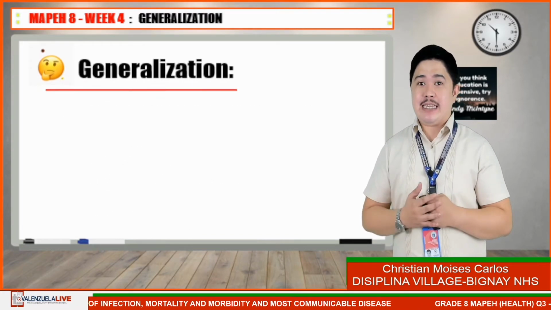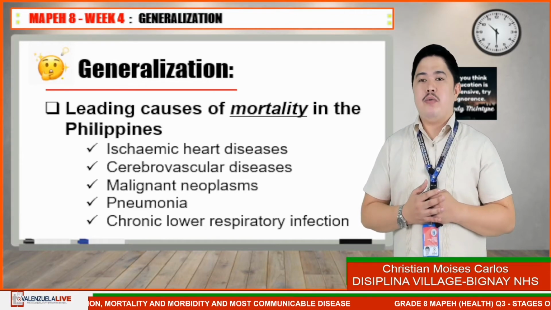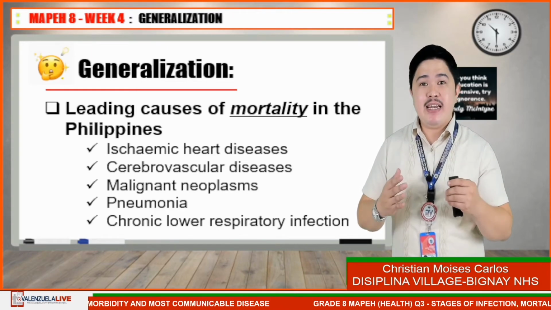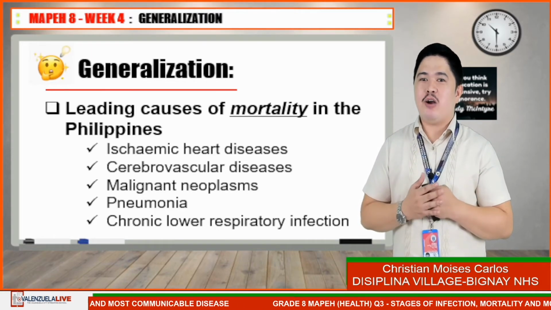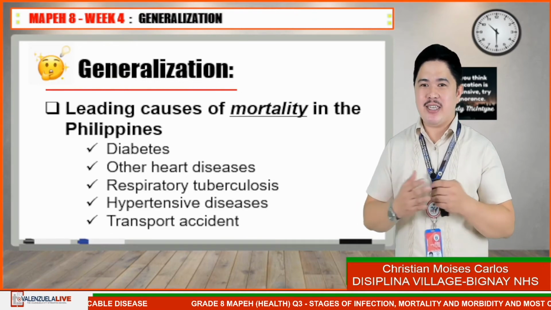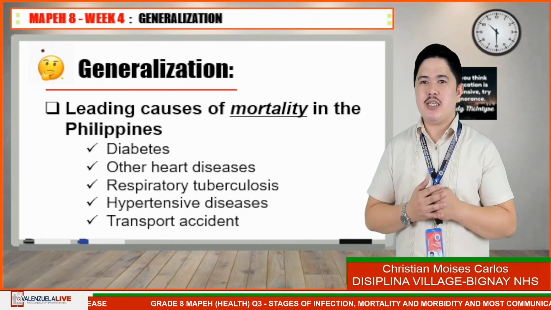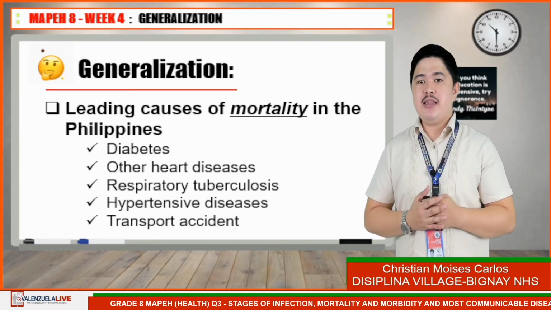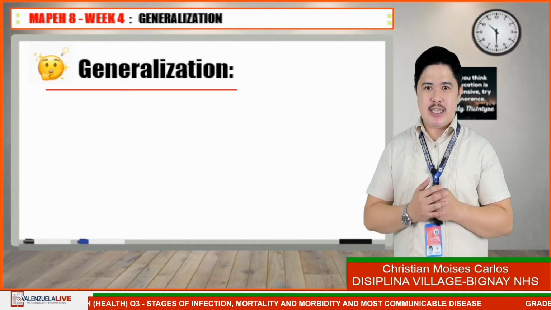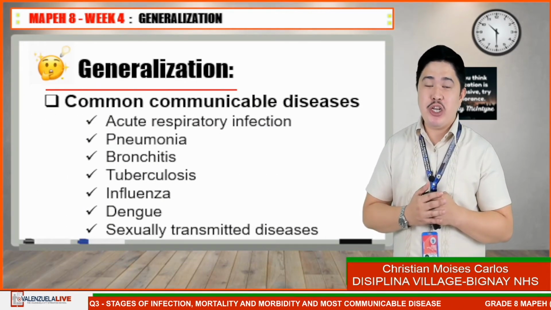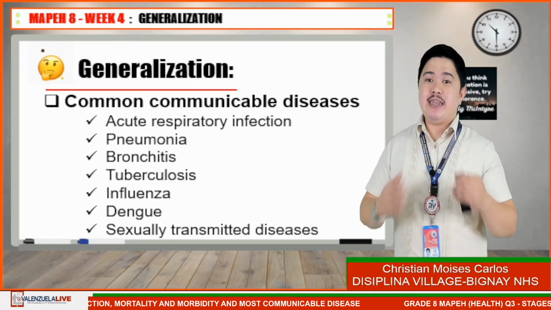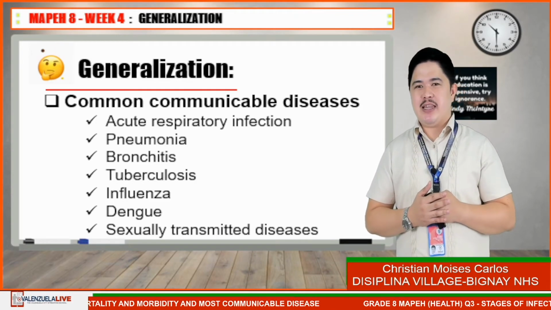Leading causes of mortality in the Philippines: we have ischemic heart diseases, cerebrovascular diseases, malignant neoplasm, pneumonia, chronic lower respiratory infection, diabetes, other heart diseases, respiratory tuberculosis, hypertensive diseases, and transport accidents. Now we have common communicable diseases: acute respiratory infection, pneumonia, bronchitis, tuberculosis, influenza, dengue, and sexually transmitted diseases.